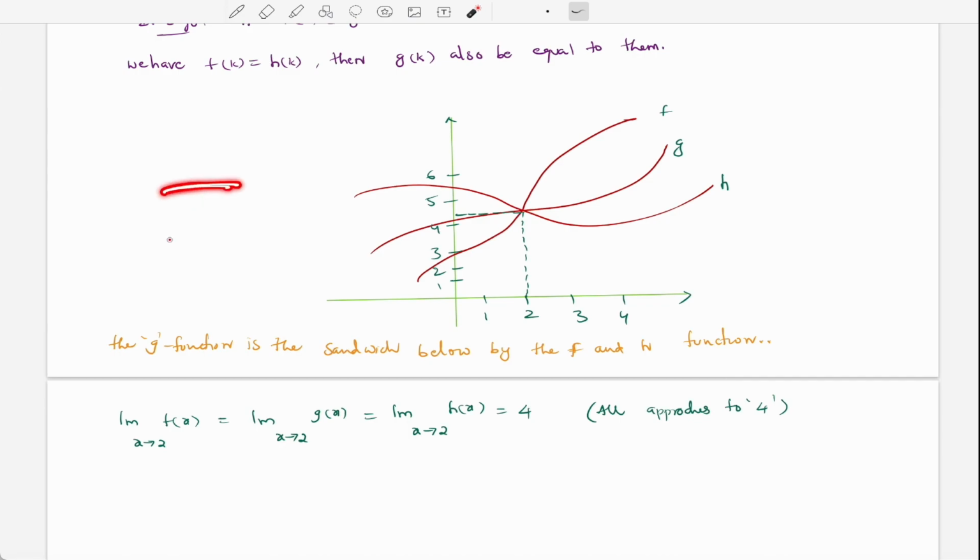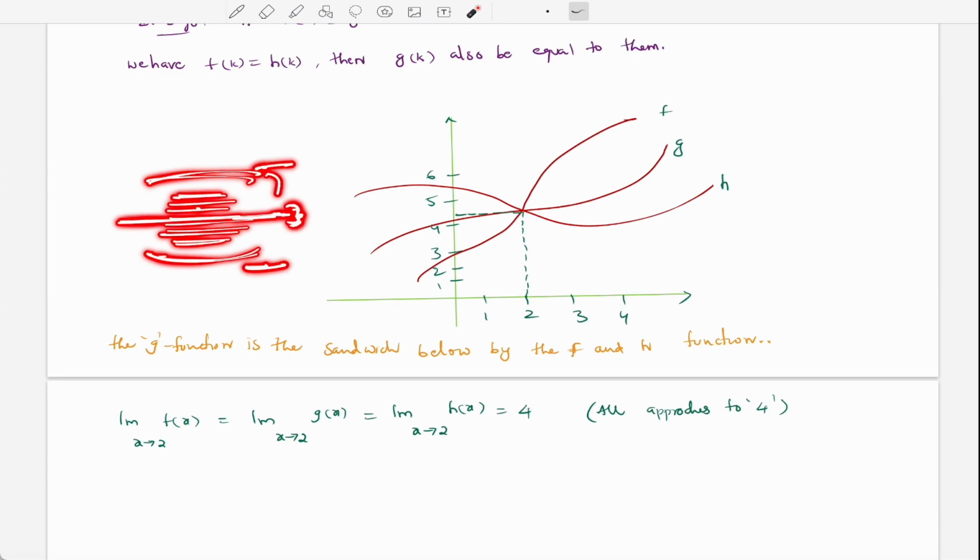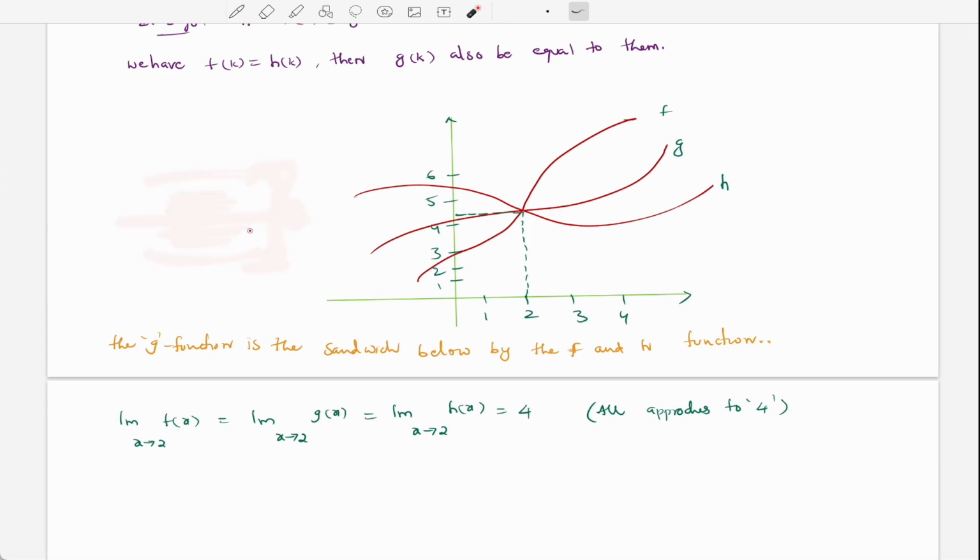What is the shape of the sandwich? Right, this is the shape of the sandwich. I never tasted it, so how it will taste I don't know, but this is a sandwich. There are a lot of things here. Say it may be a tomato here. This is a bread, this is a bread, and this tomato is just a part of the sandwich. So this g is just part of the f and h. The g function is sandwiched between the f and h.